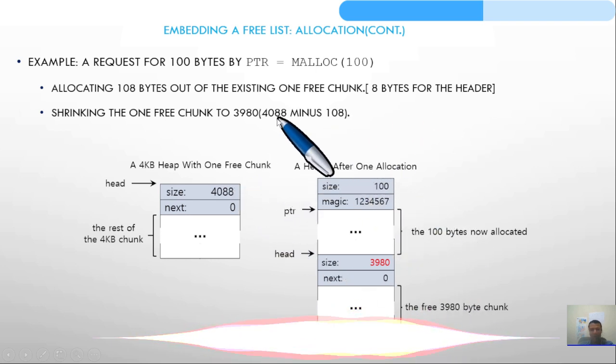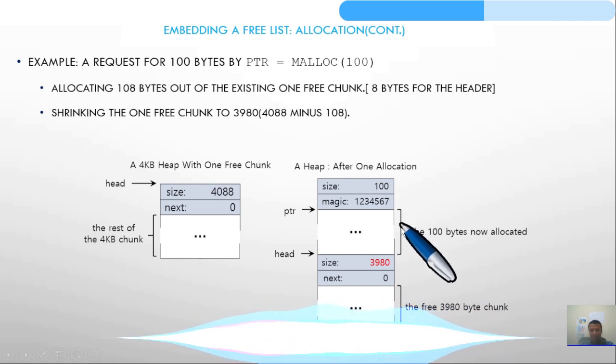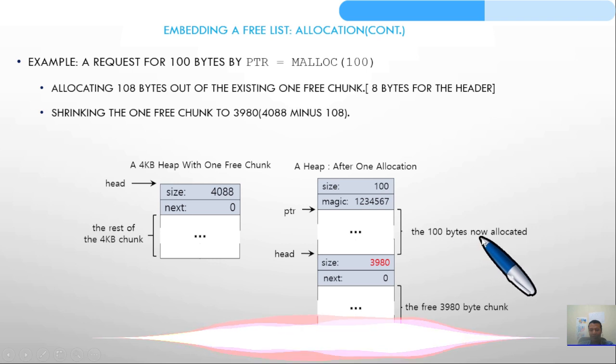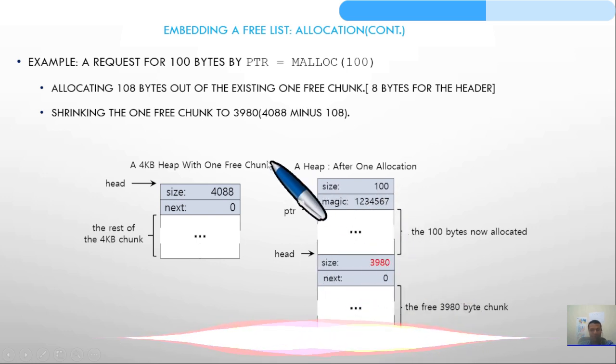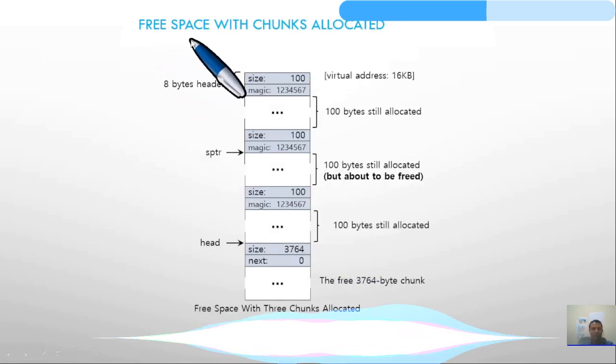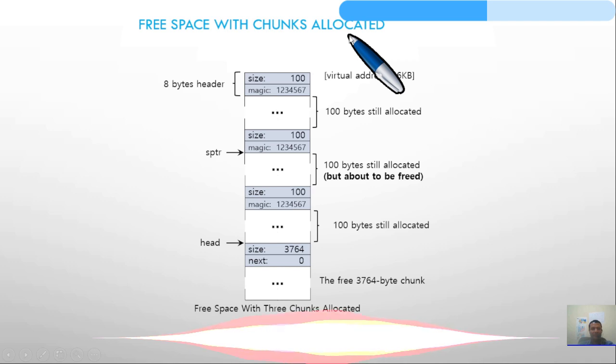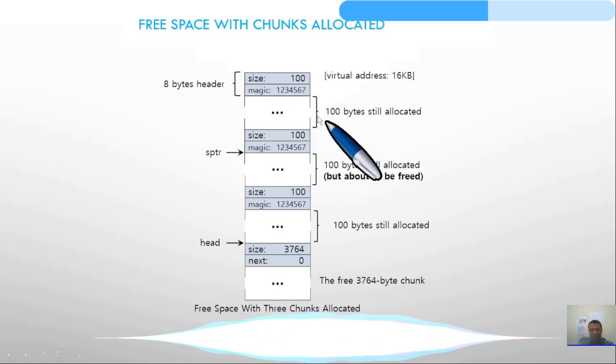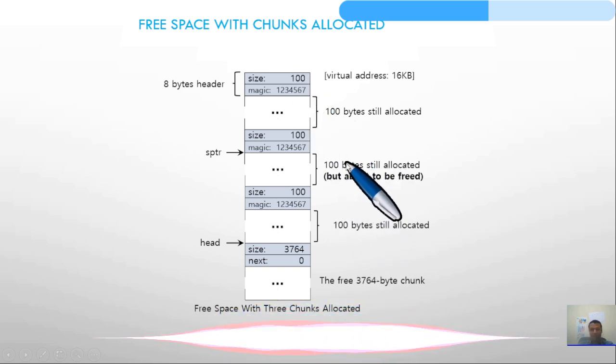Now we have 3980 bytes of free space. So we are assigning here 100 bytes of new allocation. The pointer will show us here, the magic number is here, the size is here. So now our heap looks like this: free space with a chunk allocated. So if you see here, now we allocate 1, 2, 3 chunks of 108 bytes.